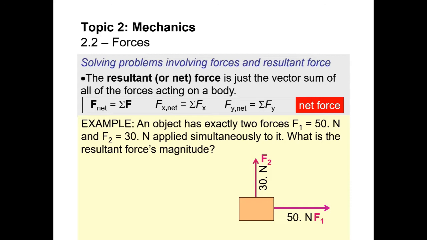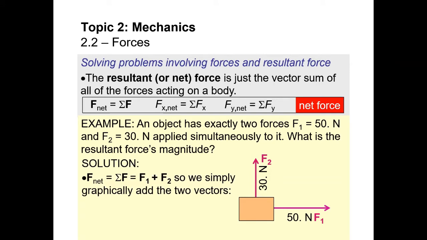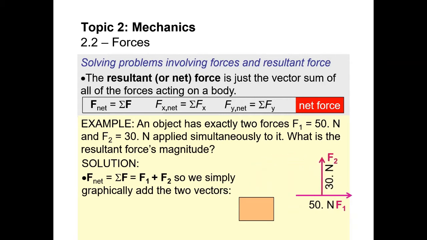Example: an object has exactly two forces, F1 equals 50 newtons and F2 equals 30 newtons, applied simultaneously to it. What is the resultant force's magnitude? Net force equals F1 plus F2. So we simply graphically add the two forces. We can move the vector around as long as it's parallel to the original direction. The ending of the first force is the beginning of the second force, and that gives us the net force.